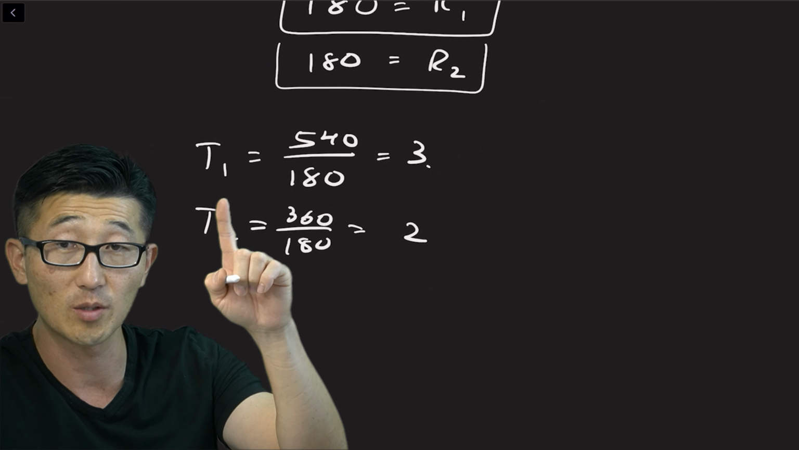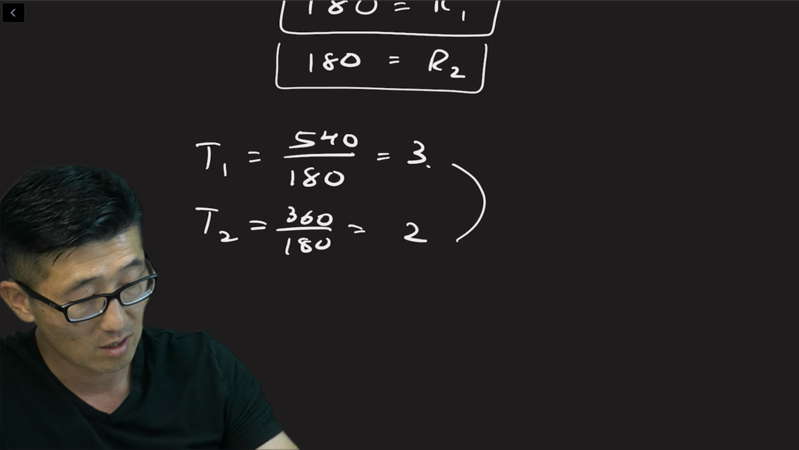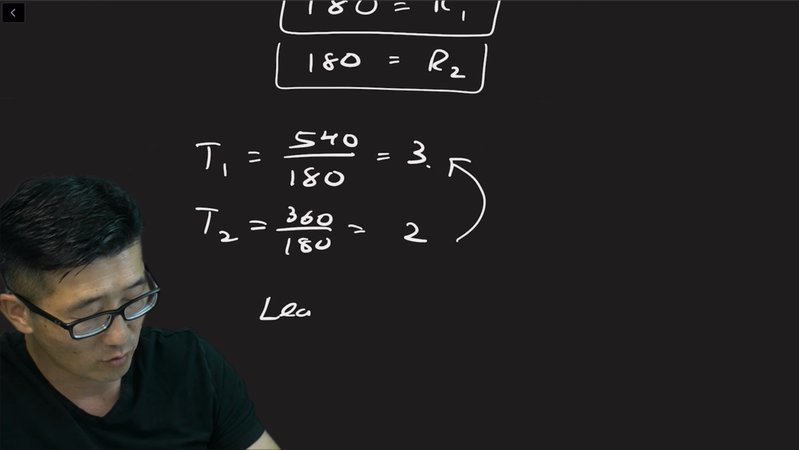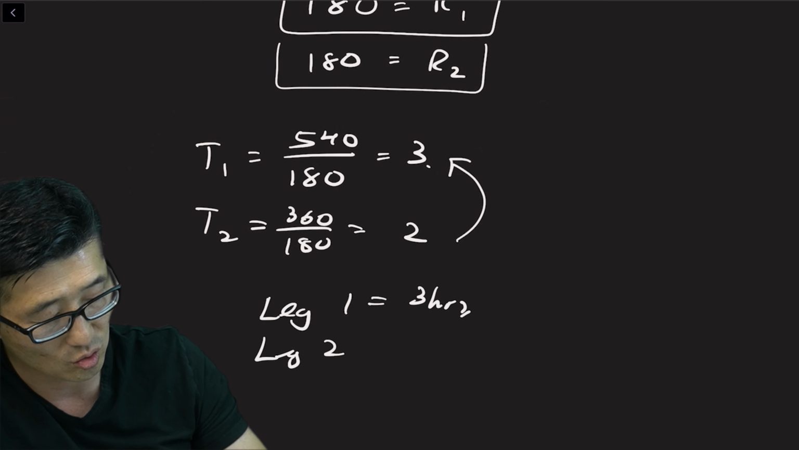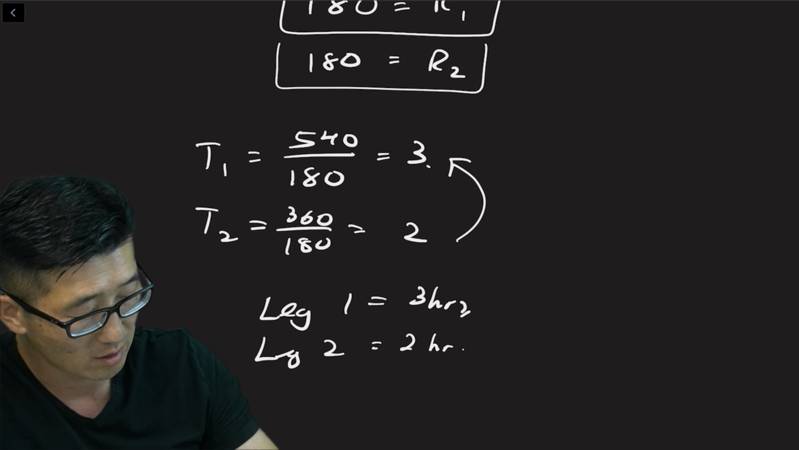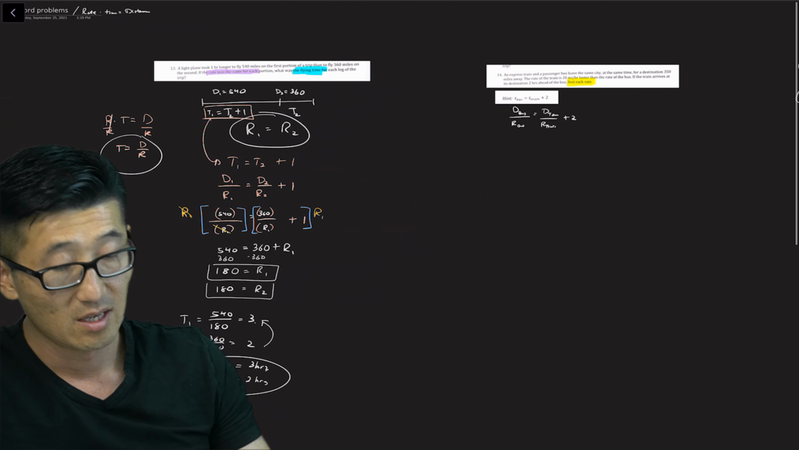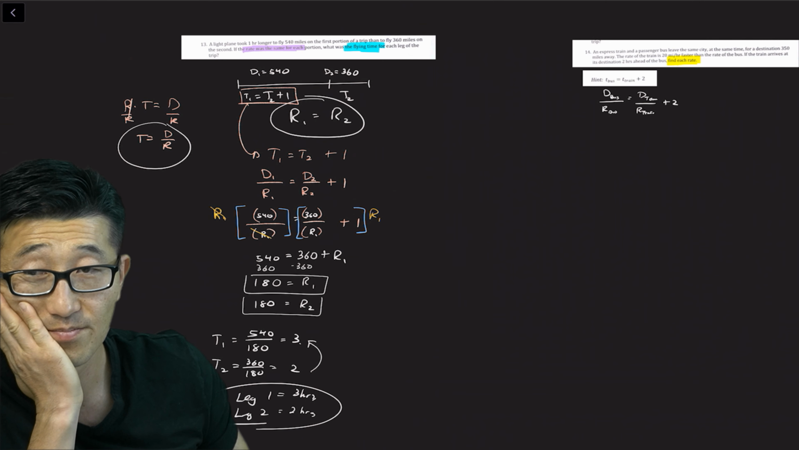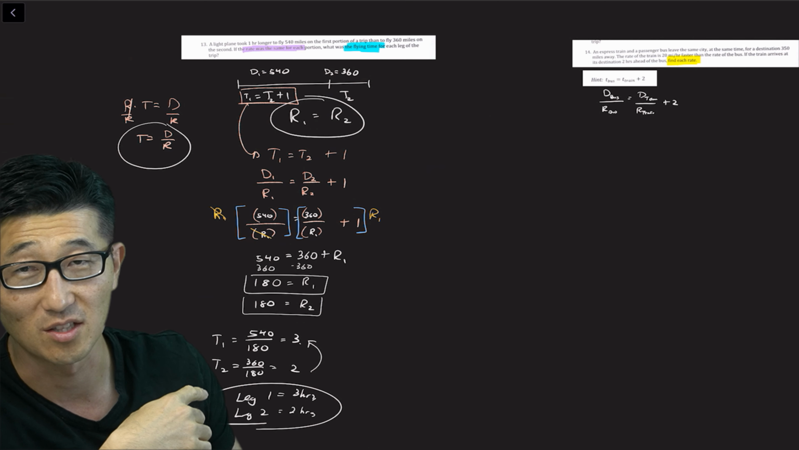The first part of the trip took 1 hour longer than the second part of the what? The trip, okay? So leg 1, if you want to put it that way, took 3 hours. Leg 2 took 2 what? 2 hours, and we are done. Yes, I know when I zoom out, it looks really complicated, but it was easy, right? Just rewind this whole thing and look at it again.